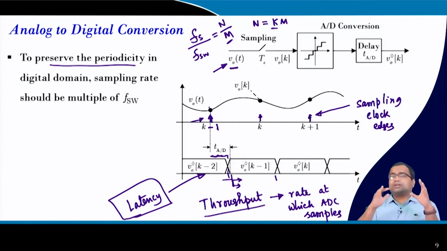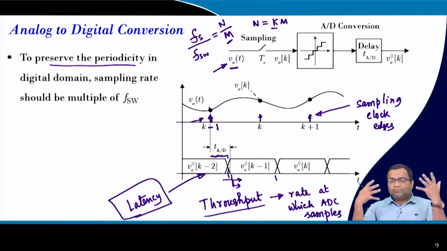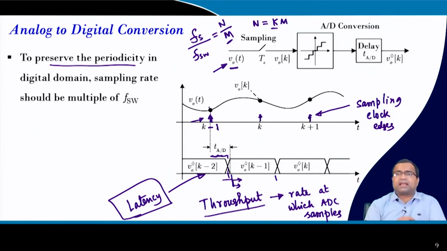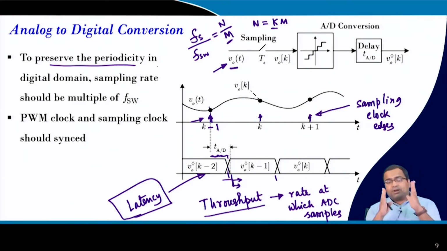This will introduce some nonlinear behavior, which can lead to quasi-periodic behavior, sometimes mode locking behavior. So unnecessarily it may generate some sort of nonlinear behavior, which sometimes we call a limit cycle, or it can be chaotic behavior. So we generally avoid such fractional sampling rates; it should be an integer multiple. And the PWM clock and the sampling clock are generally synchronized.